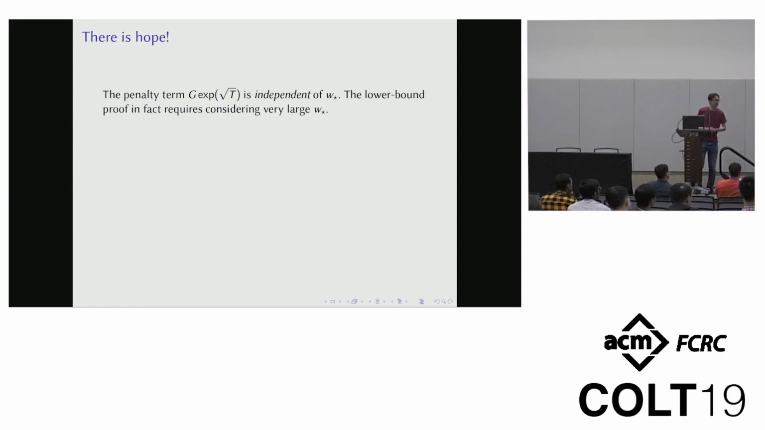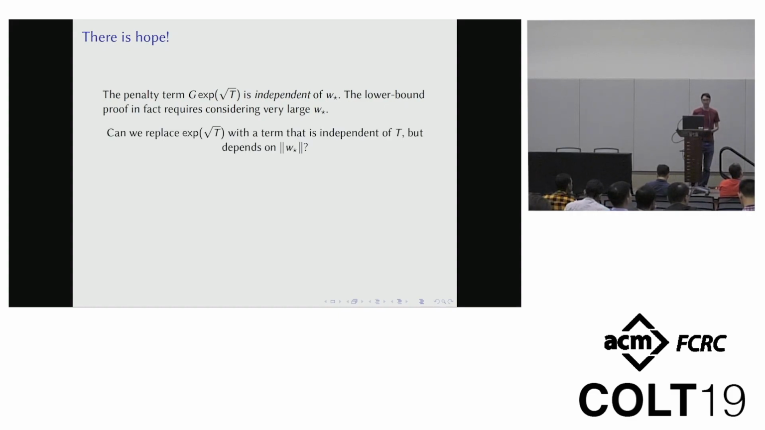And we can look at the lower bound proof to see sort of why. The first thing to notice is that the penalty is independent of W star. And if you look at the adversarial sequence that produces this penalty, it actually requires you to consider extremely large values of W star, right? And maybe in reality, W star is just not that big. So perhaps we should consider a different penalty that is independent of T, but depends on W star, so that we can capture the fact that, we hope that W star is not that big, but we do in fact expect T to be quite large in reality, right?